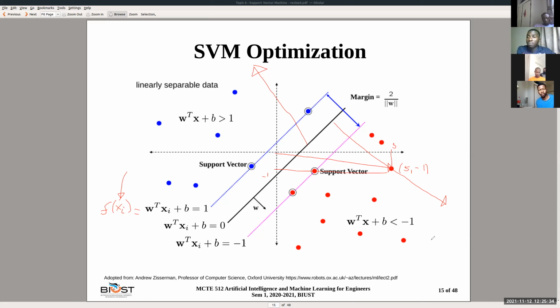Any questions on that? Then we can discuss the margin. The optimal value of that margin is 2 divided by the norm of the weight, or the magnitude of the weight. To maximize our margin, therefore, we want our weight to be small. Any questions? Is that all clear? I guess that's clear.